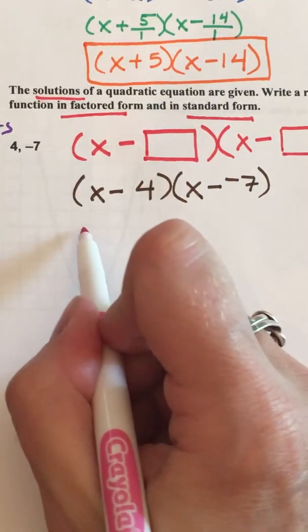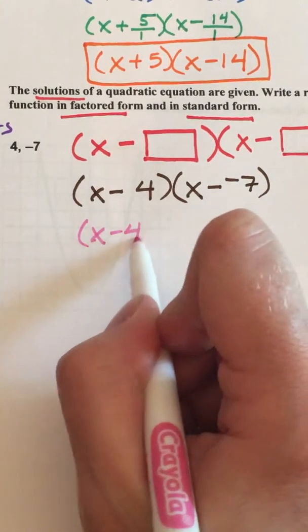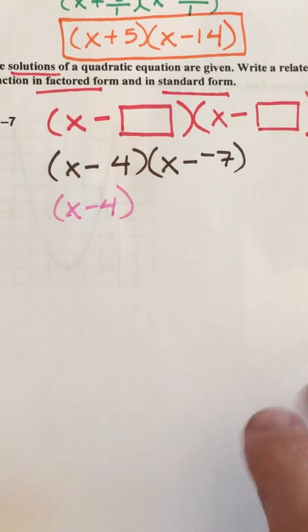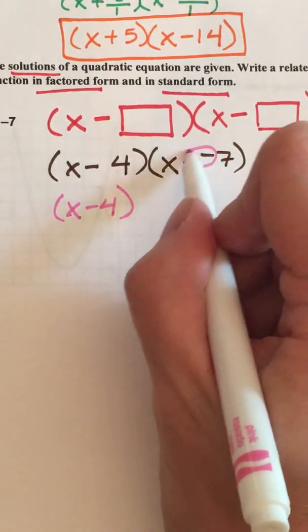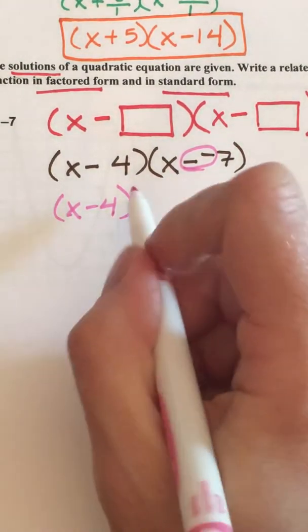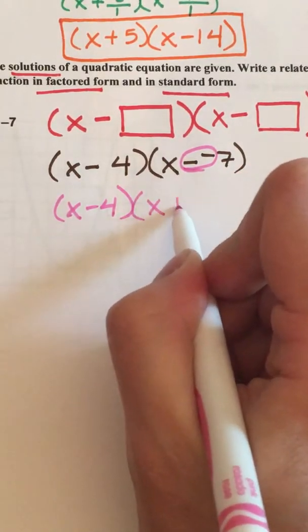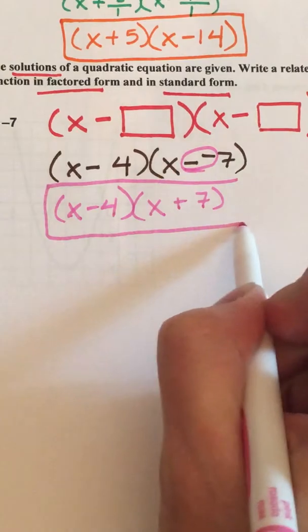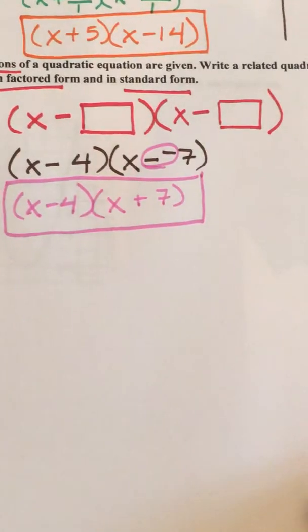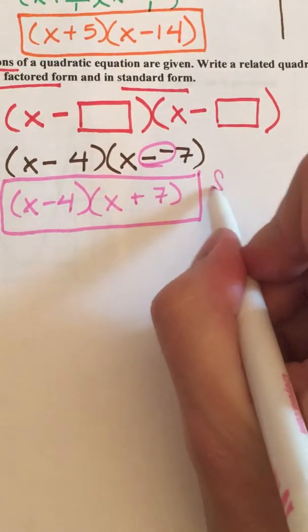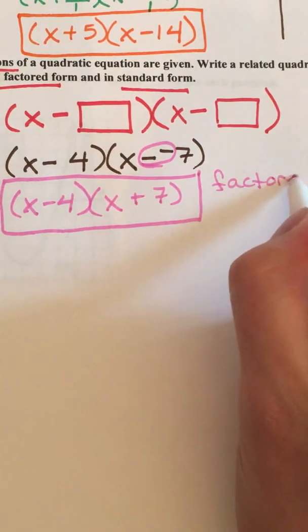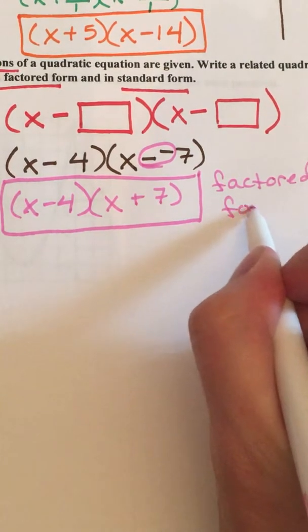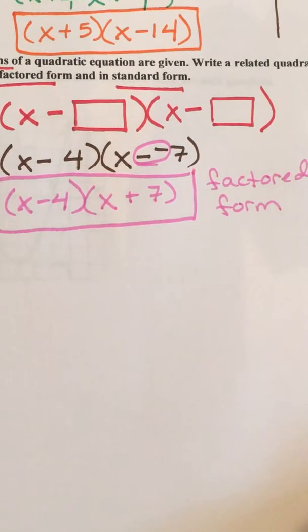Let's clean this up real quick. X minus 4 times, hey, what's a minus and a minus side by side? Yep, it's positive. X plus 7. This is the factored form. Wasn't that great? So easy. We wish we had to do those all day long, huh?